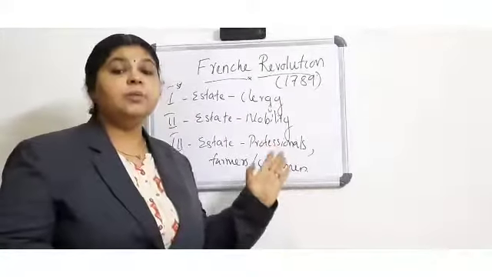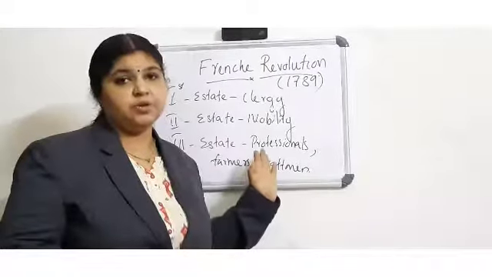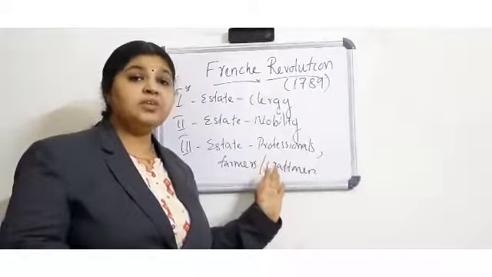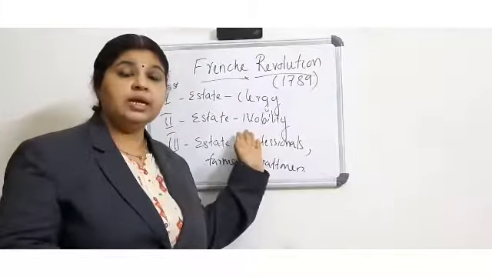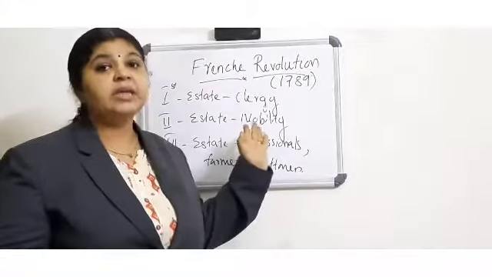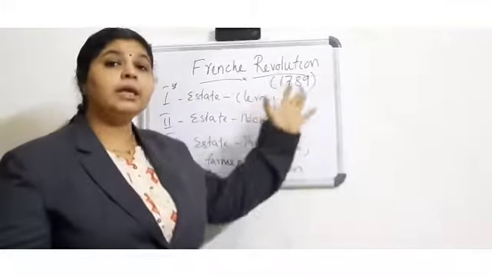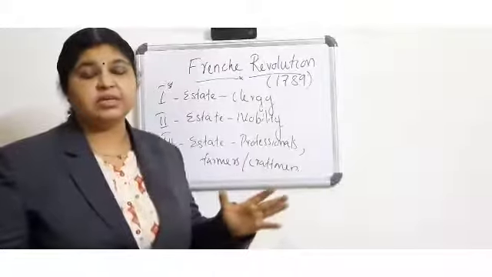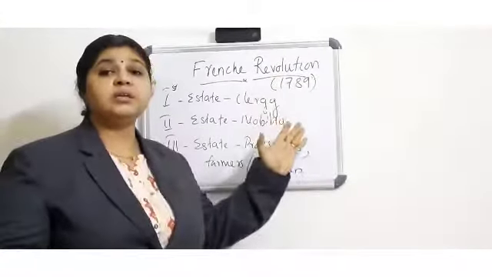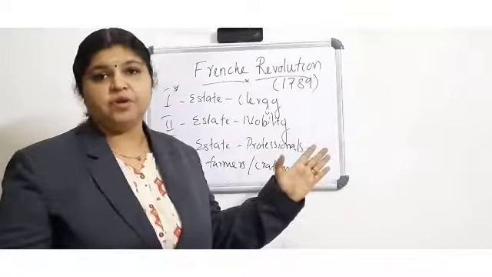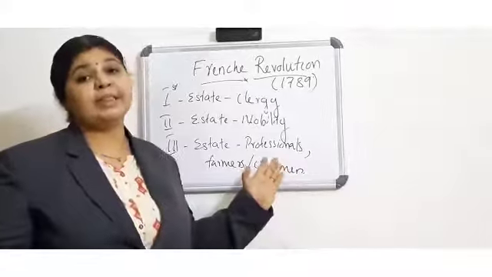Not only that, the burden of taxation was on the shoulders of the third estate. The third estate had to pay taxes to the clergy and nobility. Not only that, they paid a tax called taille, the land tax, to the government. So from this, it is clear what the picture of French society was. There were so many inequalities. The first 2 estates led a luxurious life. At the same time, the condition of the third estate was pathetic.